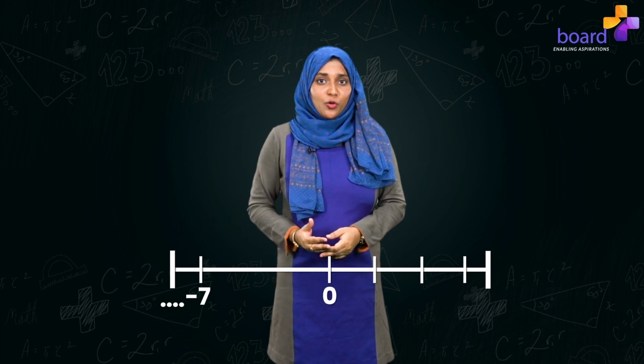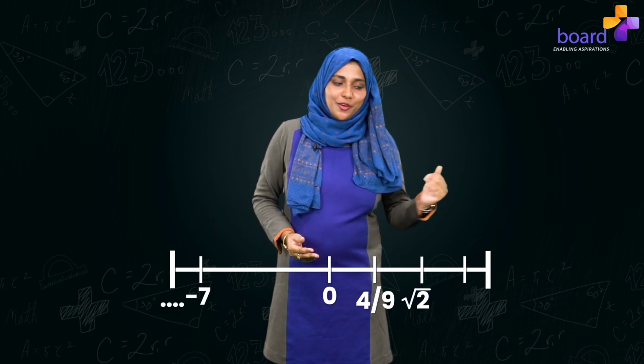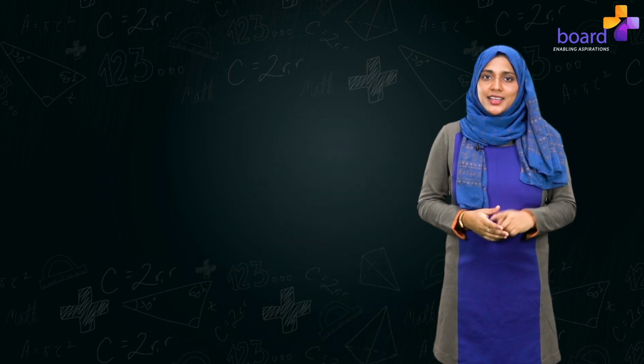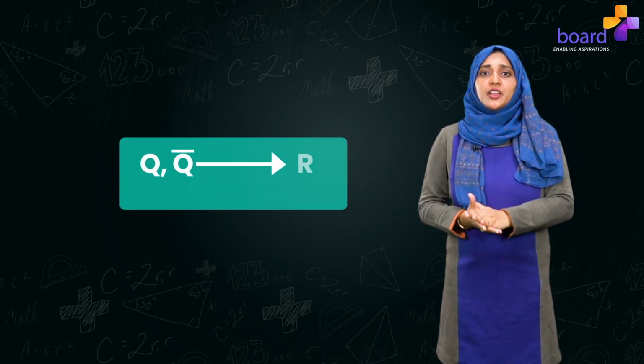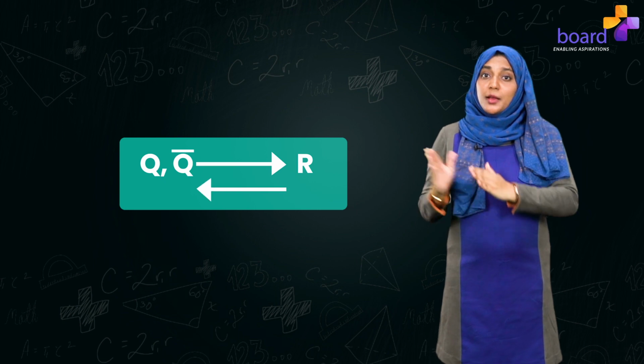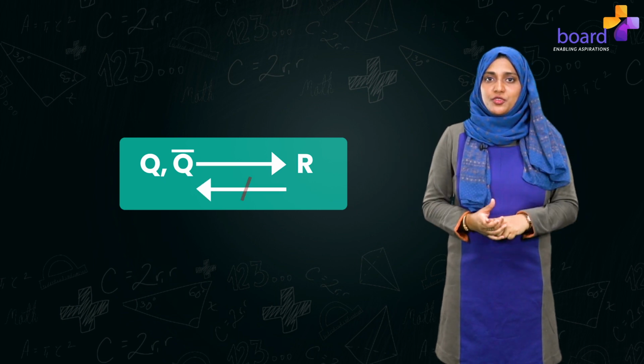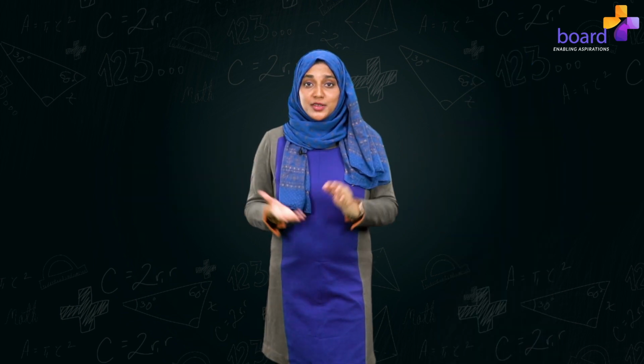All points on the number line are real numbers: -7, 0, 4/9, √2, 5. Remember that all rational and irrational numbers are real numbers, but the reverse is not true. This is all about the real number system.